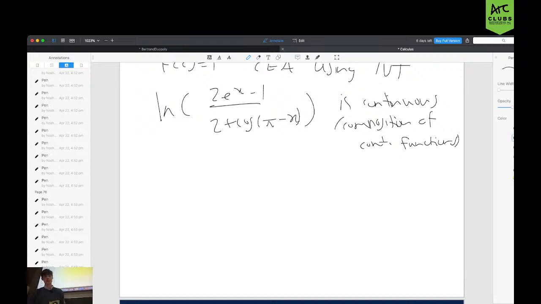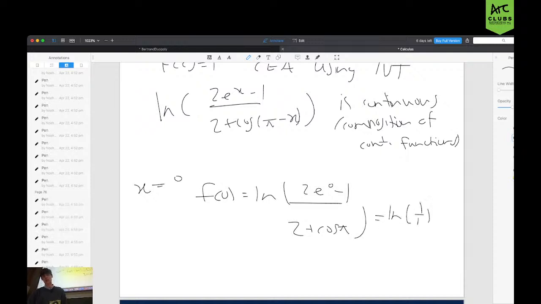If we sub in x equals 0, what do we get? f of 0 is equal to log of 2e to the 0 minus 1 over 2 plus cos pi, right? Cos pi is -1, so what we get is log of 1 over 1, which is log 1, which is just 0. So we know that f of 0 is equal to 0.